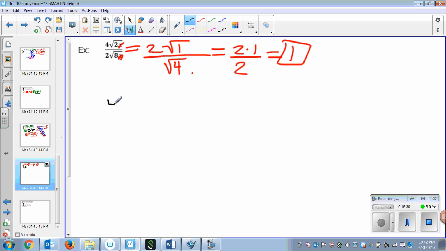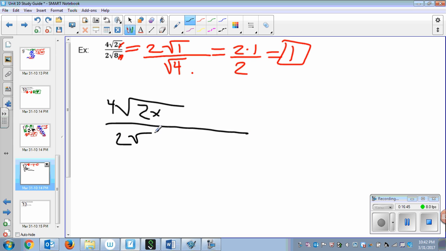But the other way to do this would be to do 4 times this, wow, this is bad, 2x over 2 times the square root of 8x, and multiply the top and the bottom by the square root of 8x. And I'll make another video for this one after I figure out what's wrong with my pen. I apologize. So again, quick way is try to cancel outside with outside, inside with inside. Longer way, I'm going to have to multiply the top and the bottom here. I'm going to have to multiply the top and the bottom by the square root of 8x. And then I'm going to have a lot more simplifying to do here.